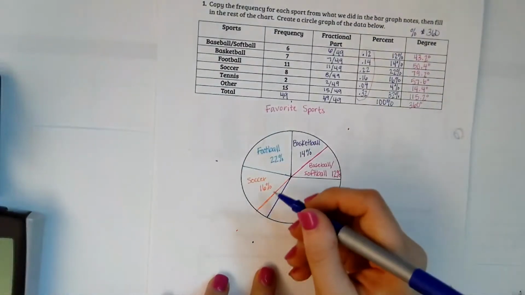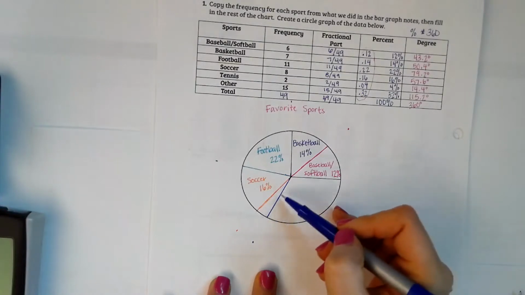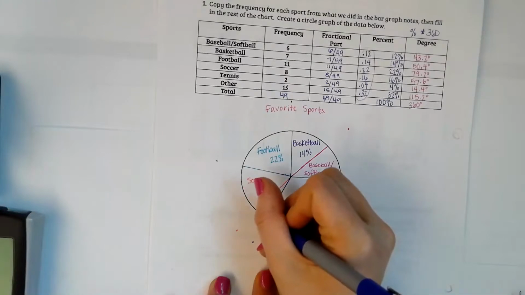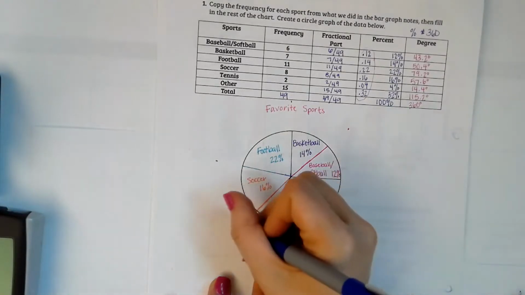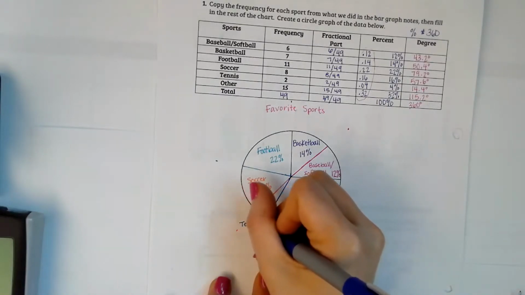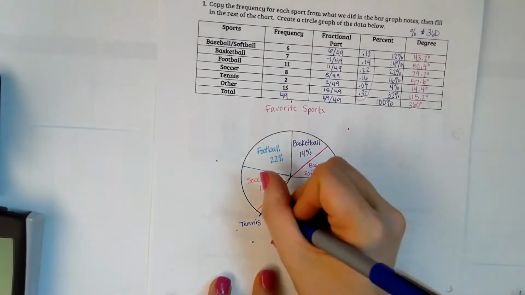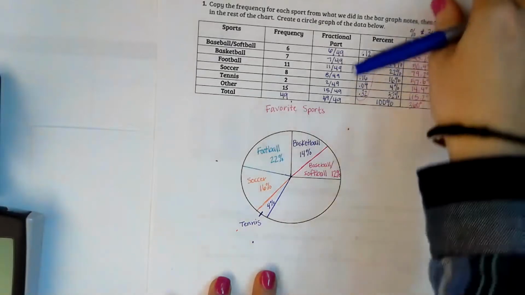Sometimes you're not going to be able to fit what you need to say in your little wedge. So you would just put a tick mark here and then say what that is. This one is tennis, and that was 4%. Now we are on the last one.